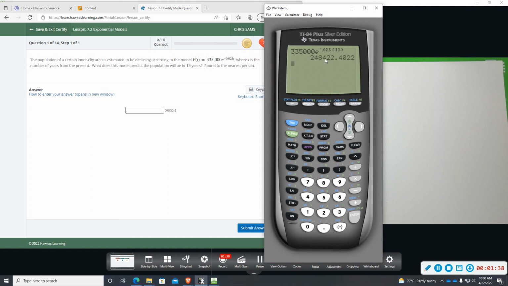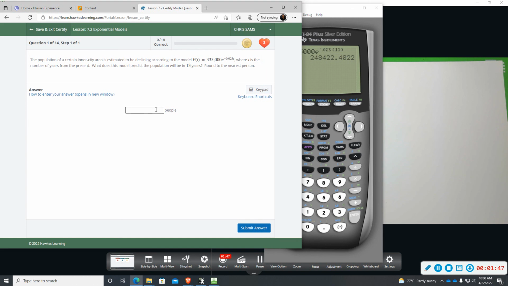You hit enter, and we're given this number, and we want to round to the nearest whole number, the nearest person. So 248,422.